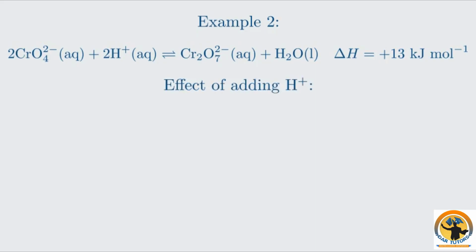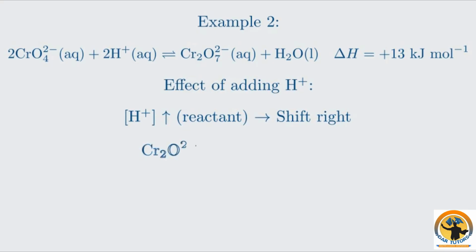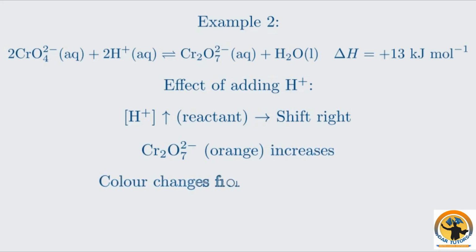When you add a strong acid, you increase the concentration of hydrogen ions, H+, a reactant. To counteract this increase, the equilibrium will shift to the right, towards the products. Since Cr2O7²⁻ is orange, the solution will change from yellow to orange.